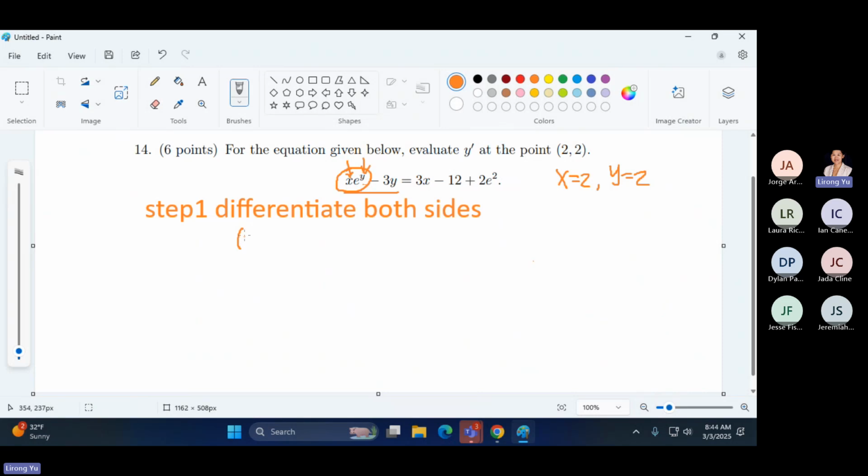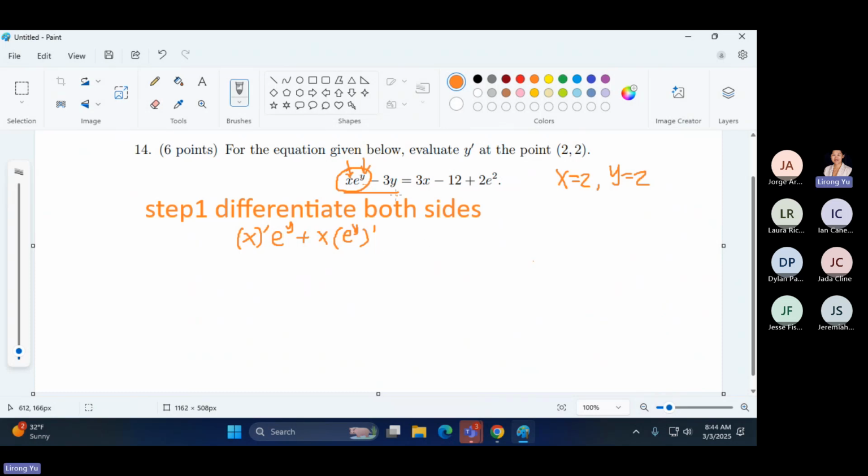According to the product rule, we take the first one and find its derivative, keep the second one, plus this time we keep the x and differentiate e to the y, differentiate the y term. So that's the product rule. Right now, there's no calculation. We're just writing out the product rule to show its format: f prime g plus f g prime.